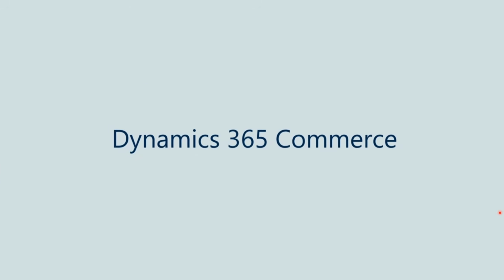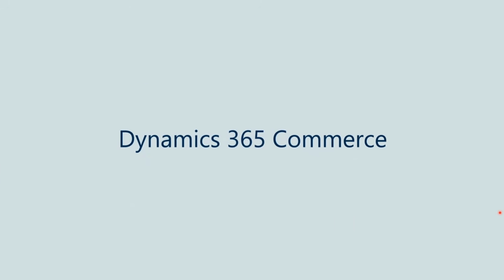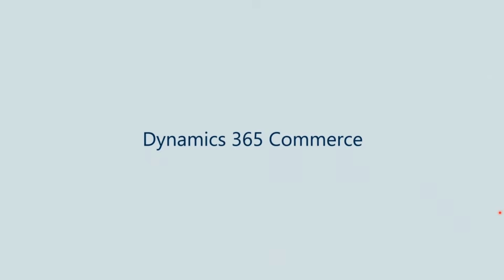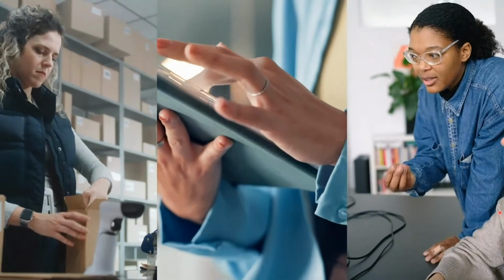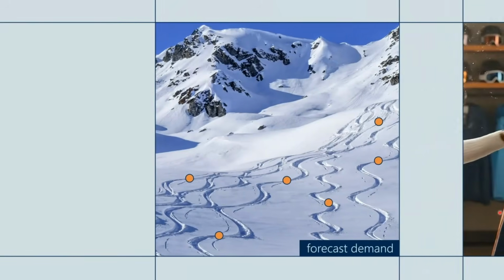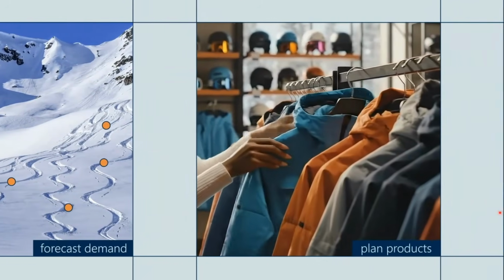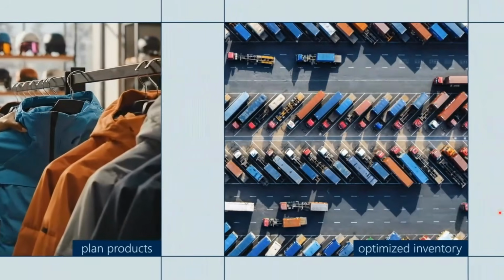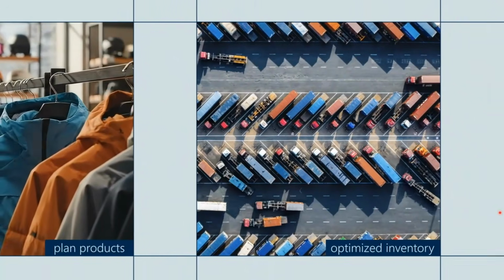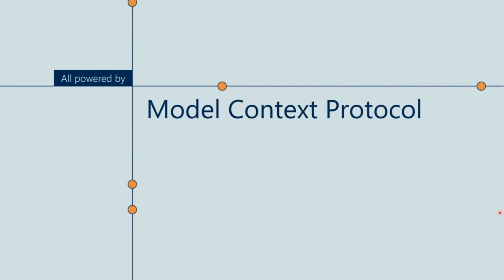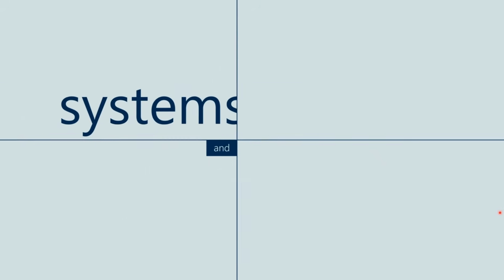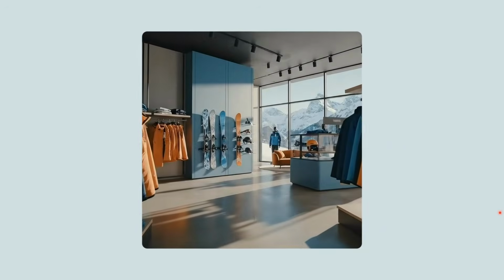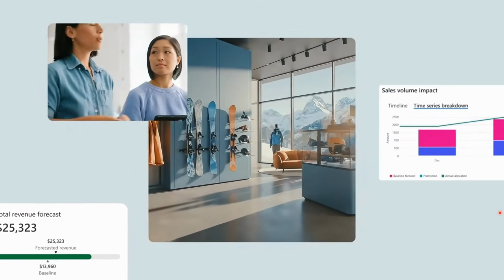With Dynamics 365 Commerce, a new era of retail has arrived. Enabled by agents that break down silos, uniting merchandising, planning, and marketing teams. They forecast demand, plan products, optimize inventory, and sell effortlessly across channels. All powered by the Model Context Protocol, the intelligent foundation that lets agents collaborate across systems and channels. This is Agentic Commerce, retail reimagined for the connected era.